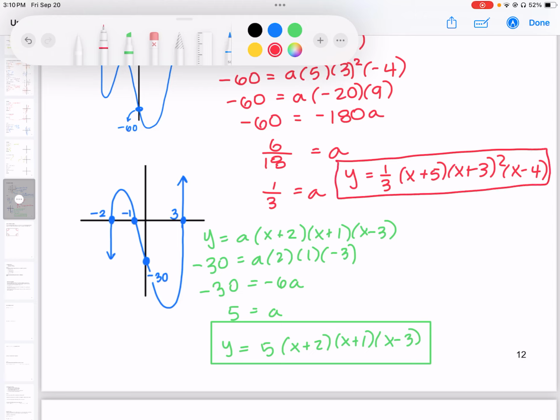That covers everything you need to know for polynomials so far.